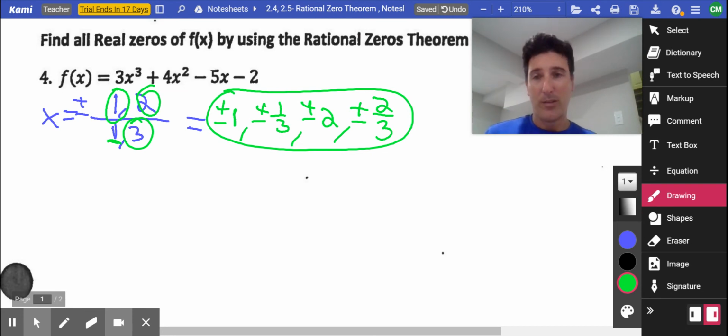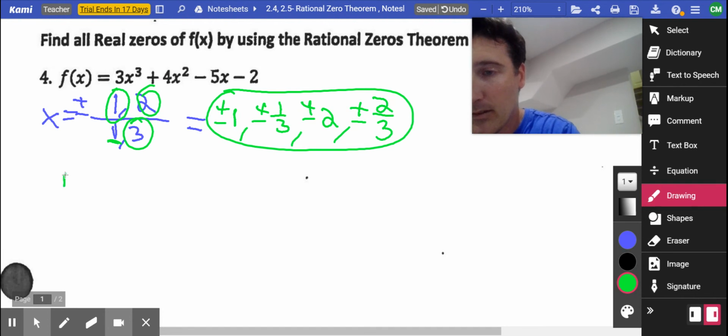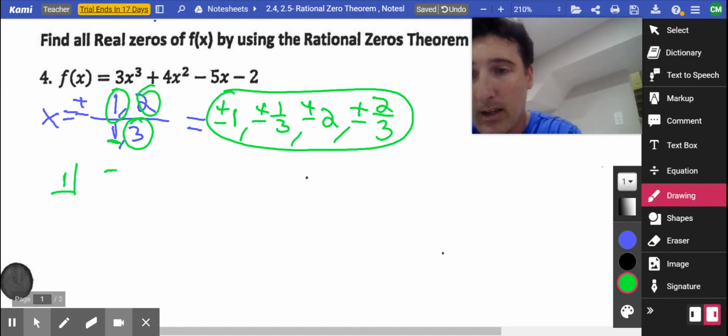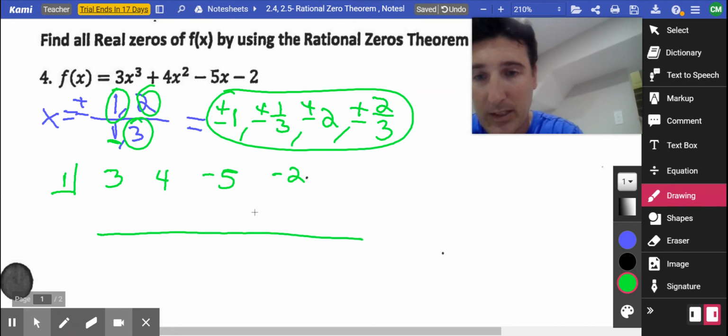Here's one thing I would always do, guys. Always start with 1, right? It's the easiest one. You can get through it very quickly. Let's try 1 for this. All right, let's just put in these coefficients. So I have 3, 4 x squared, negative 5x, and negative 2. Okay, make sure you have space for this line.